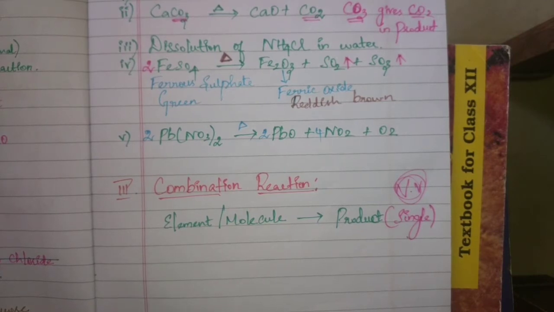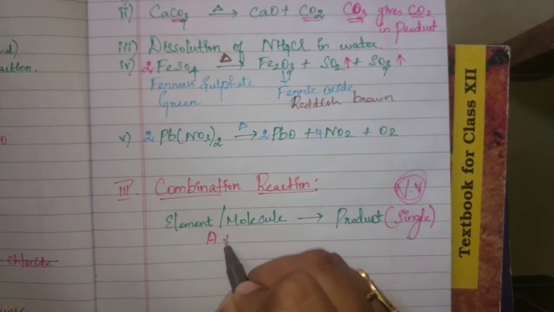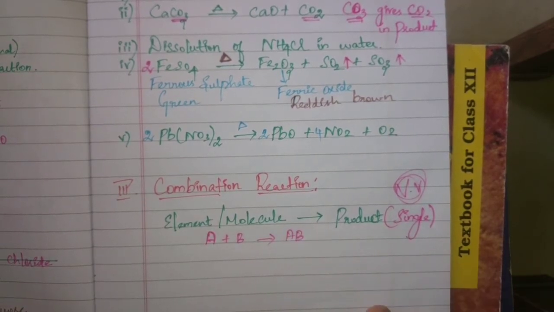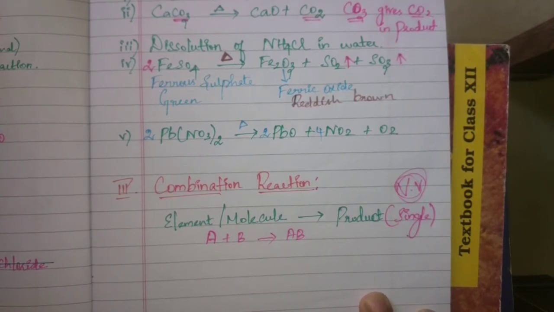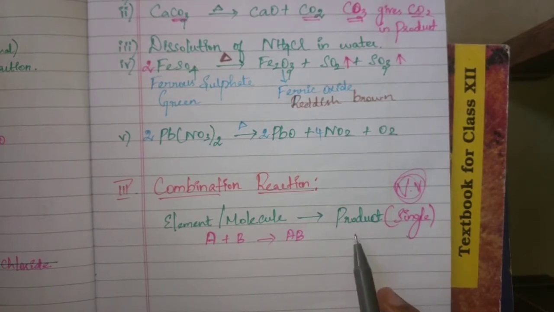And what is the representation for this combination reaction? When A molecule plus B molecule reacts, it gives AB as one molecule. So this is the representation of combination reaction. This type of question they can also ask in the exam, students. So you should know how to represent the combination reaction. So what is the combination reaction? Two or more elements or molecules combine, and it forms a single product. During the chemical reaction, it gives only one product.